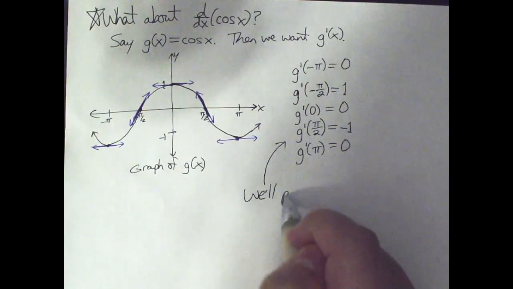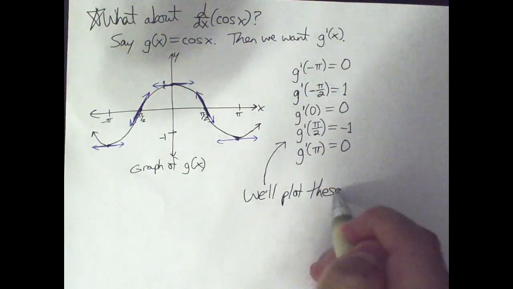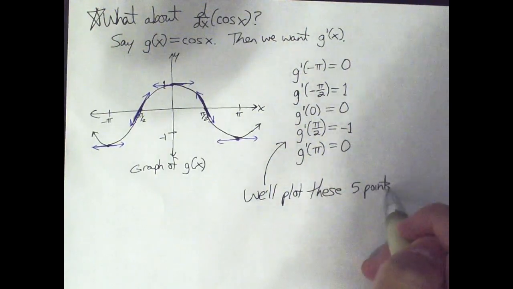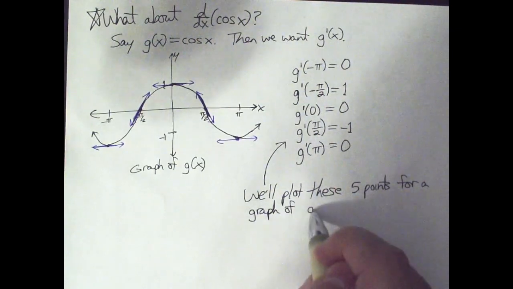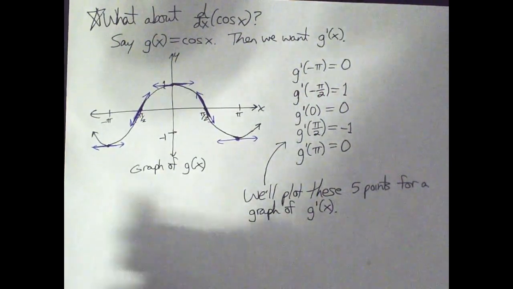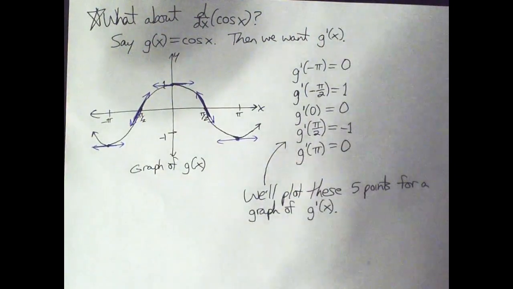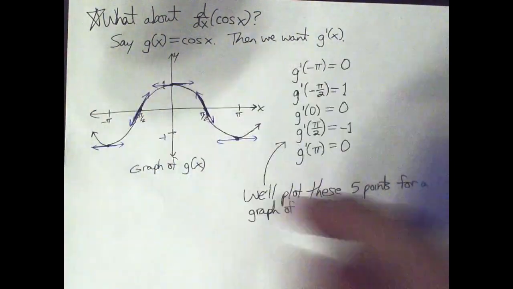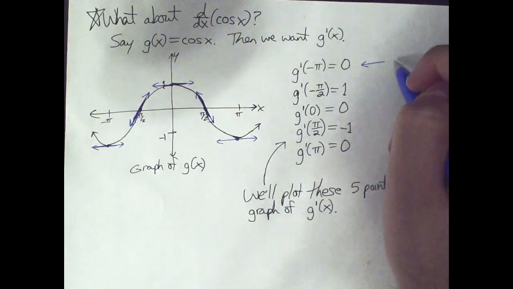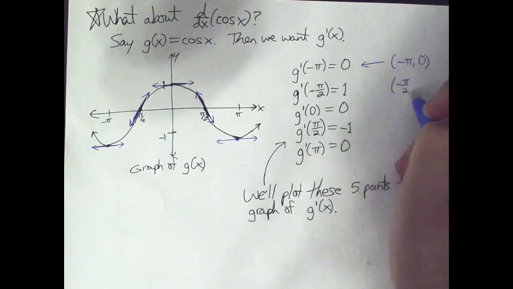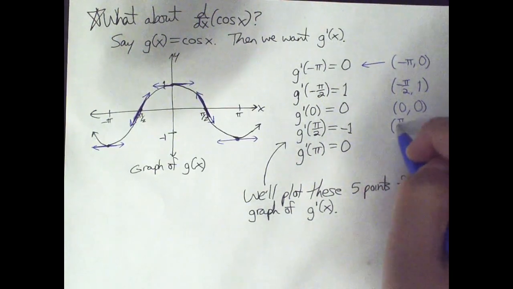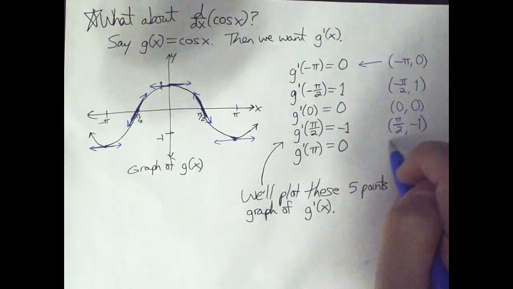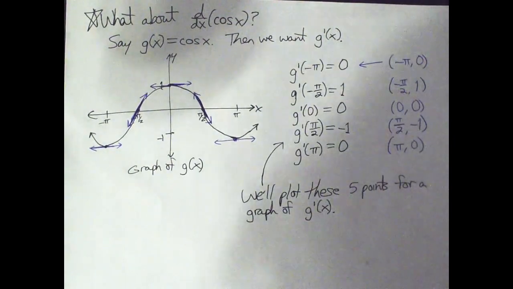All right, we'll plot these 5 points for a graph of g prime. And then we're going to see, does this equal a familiar function? Does it equal sine x? Does it equal cosine x? Does it equal tangent? You know, what is it? And this is basically saying that there's the point -pi, 0, -pi over 2, 1, 0, 0, pi over 2, -1, and pi, 0. So let's draw a picture.